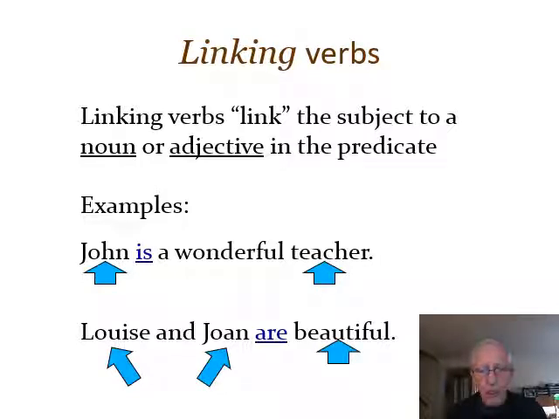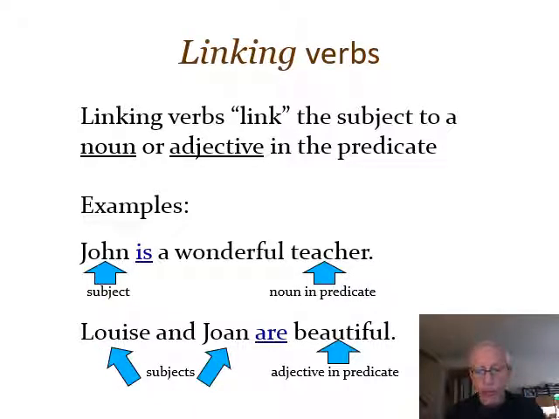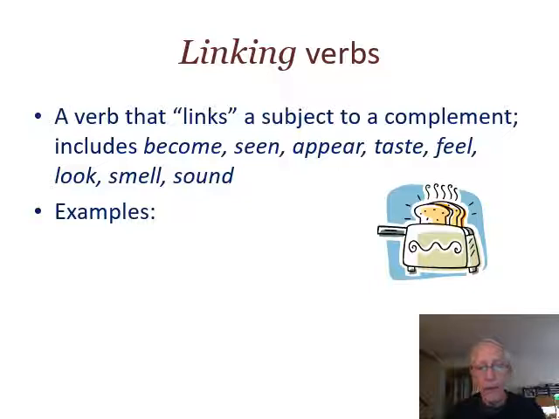Next sentence. Louise and Joan. There's a compound subject. Are is a plural verb. Beautiful. Now beautiful very much describes Louise and Joan. It doesn't simply rename them. It describes them. So here we have a predicate adjective. So we have a subject, a noun in the predicate, subjects, multiple, and an adjective in the predicate. Noun in the predicate or adjective.